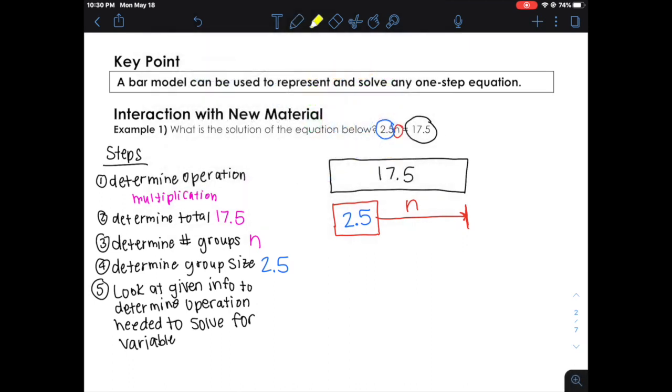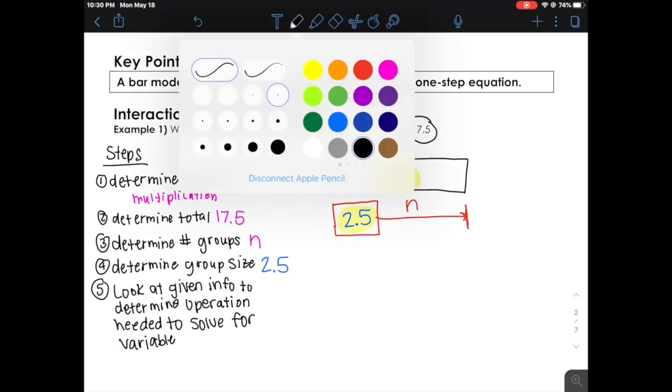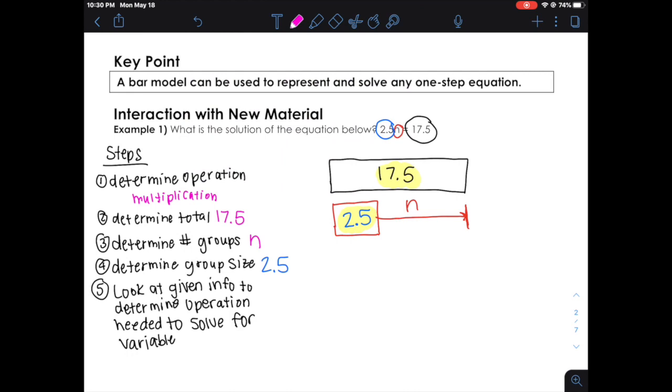Okay, and for us, since we know the total and we know at least the group size, we can use that information to help us solve for n. So since we know the total, it's going to be division that we use. If we didn't know the total and we knew both the group size and the number of groups, then we would use multiplication. But if you know the total, it's always division.